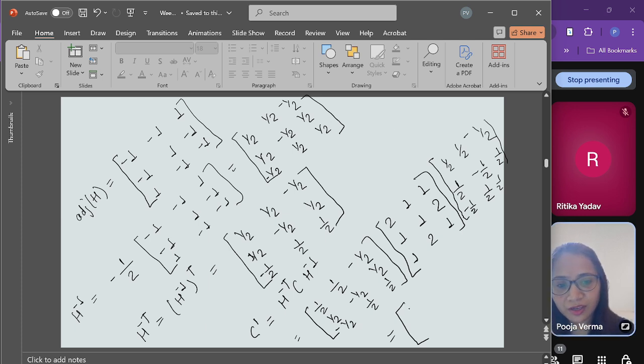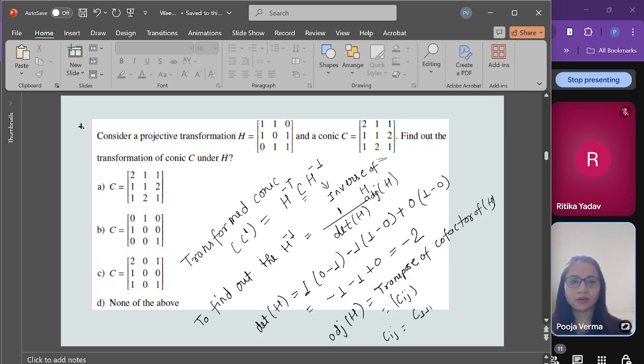So the final answer you will get is 0, 1, 0, 1, 0, 0, and 0, 0, 1. Okay, this is the answer for the transformed conic. Now let's check which option can be the correct one. So 0, 1, 0, 1, 0, 0, 0, 0, 1. So here option B is the correct answer for this question.